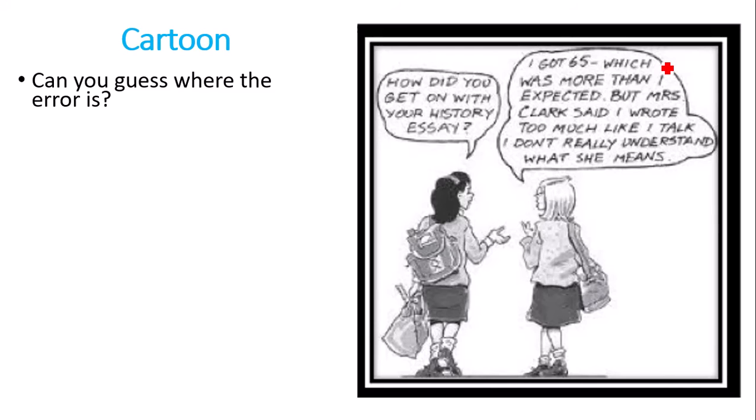Can you guess where the error is? How did you get on with your history essay is a complete sentence. It's weird. I wouldn't put it that way. I don't know if this might be British. How did you get on? We would say, what grade did you get on your history essay, or how'd you do? I got 65, which was more than I expected. There's a period there. But Mrs. Clark said I wrote too much like I talk. I don't really understand what she means.